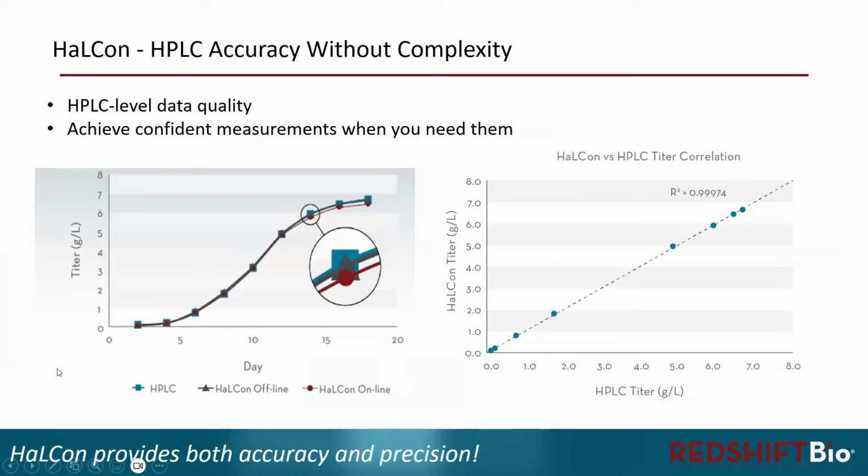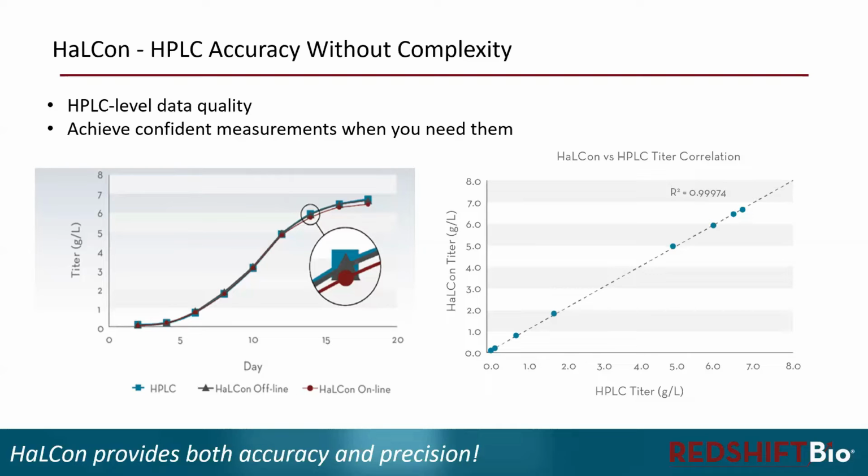To show a little bit of data, on the left is a bioreactor run. We're taking multiple samples across the 19-day run. We're running those samples on both HaLCon as well as on a traditional HPLC with a protein A column attached to it. You can see there's a very good correlation. There's very good agreement between the concentrations on HaLCon and the concentrations you're getting off the HPLC protein A.